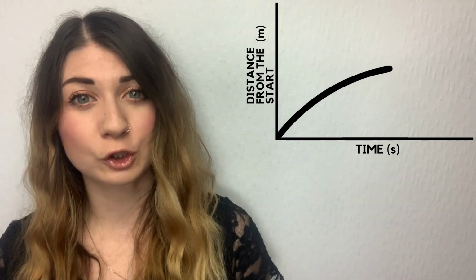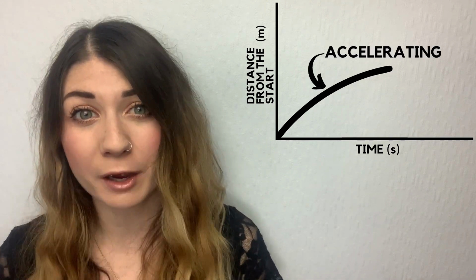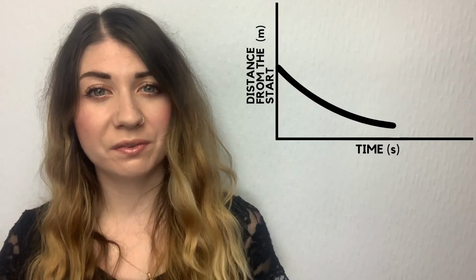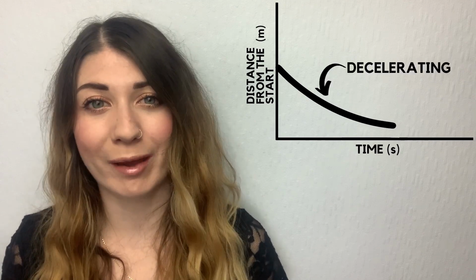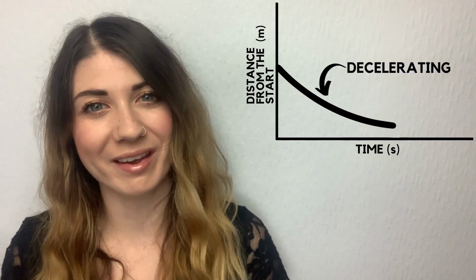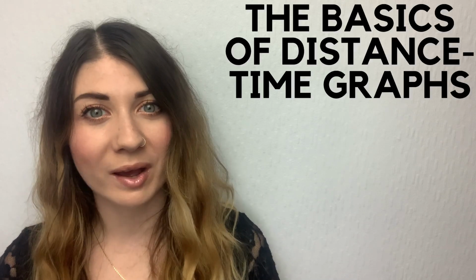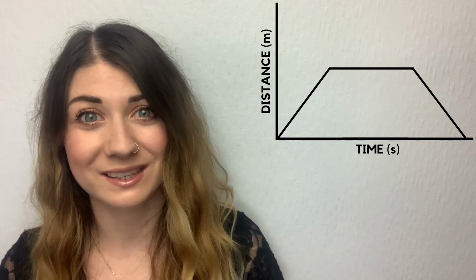Just like when the lines are straight, if the curve is steepening, then this means that the object is speeding up and therefore accelerating. And if the curve is dropping off, then that means that the object is slowing down and therefore decelerating. Cool, so that's the basics you need to know about distance time graphs. And remember, if you read between the lines, you can work out what the speed of the object is.